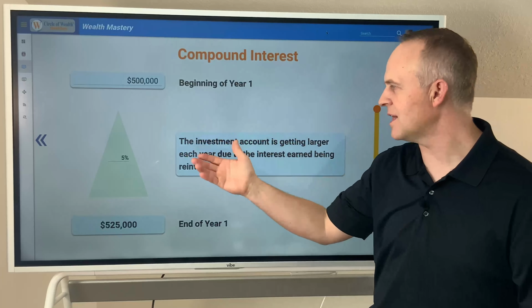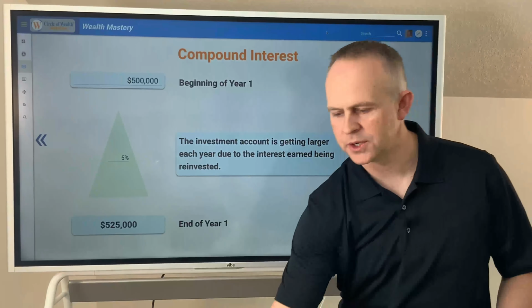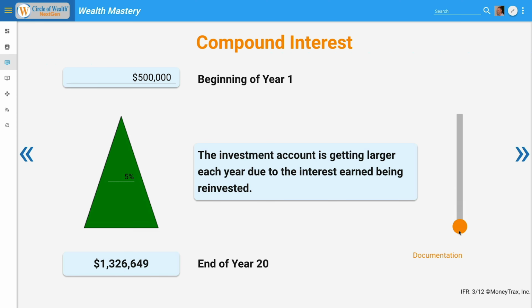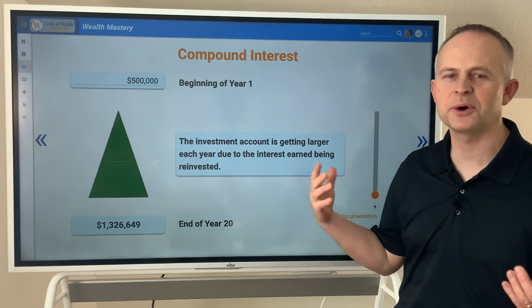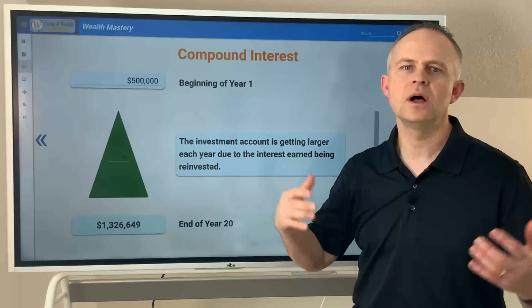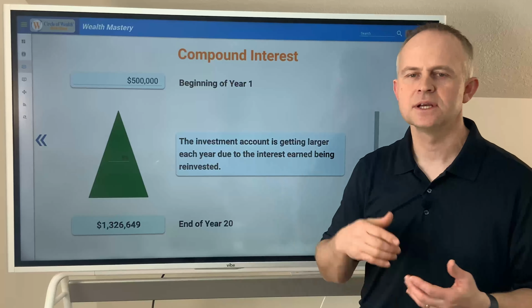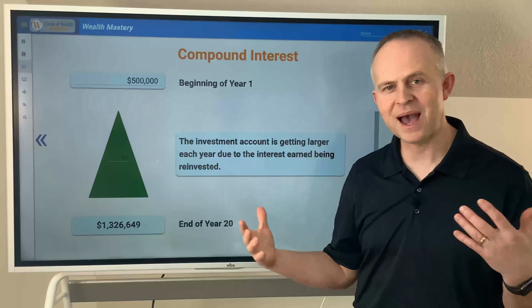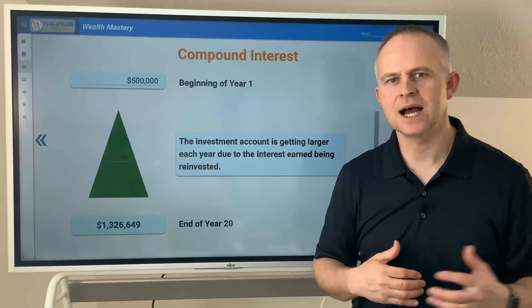We have $500,000 and the investment account, of course, is going to grow each year. So year one, it's already growing, and eventually that money over a 20-year window, since we're looking at a 20-year window in this example, is eventually going to grow to $1,326,649. All right, so $1.3 million is what your $500,000 is going to grow to with just simple compounding interest, not taking into consideration taxes, fees, or anything else like that, or impact of losses and all that stuff, which we've talked about in previous lessons.